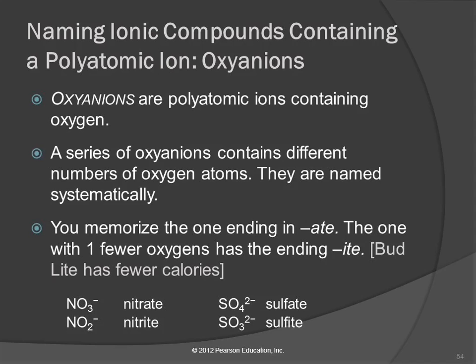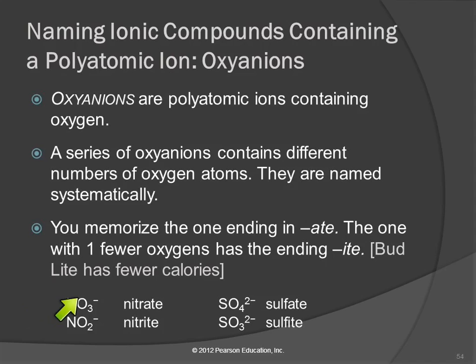Oxyanions are one group of polyatomic ions, and guess what? They contain oxygen. So all the oxyanions have oxygen in them. And there are series of these that have systematic names. And so if we look down here, there's NO3 minus and NO2 minus. And the only difference here is the number of oxygens. The number of nitrogens is the same. The charge is the same. And so there's a pattern in the oxyanions.